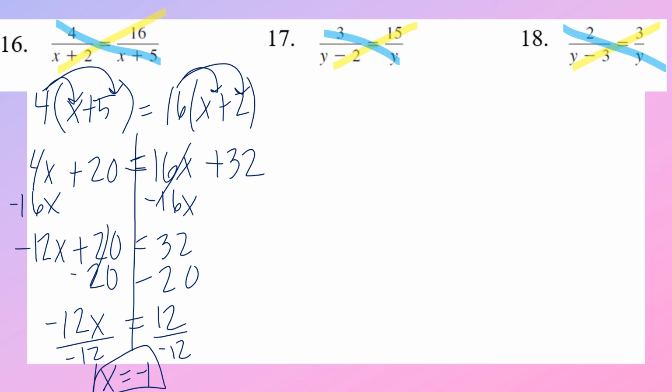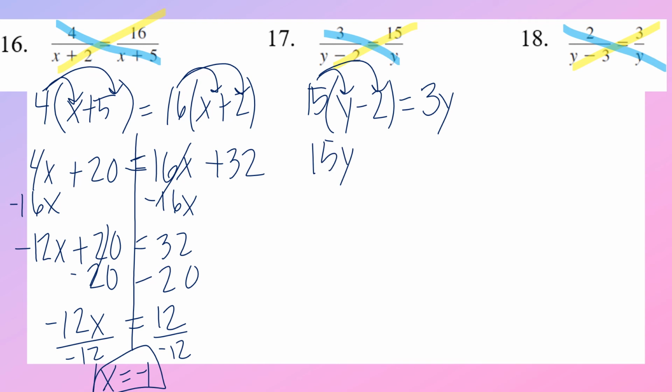Then for 17, same kind of thing here. I started with blue for the first one, so I'll start with the yellow for this one. So 15 times y minus 2 equals 3 times y, which is just 3y. I'm going to distribute that 15 in. So 15 times y is 15y. 15 minus 2 is negative 30. Or sorry, 15 times negative 2 is negative 30.